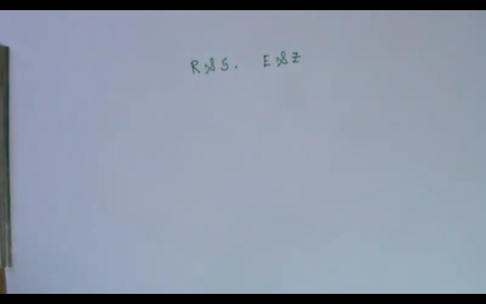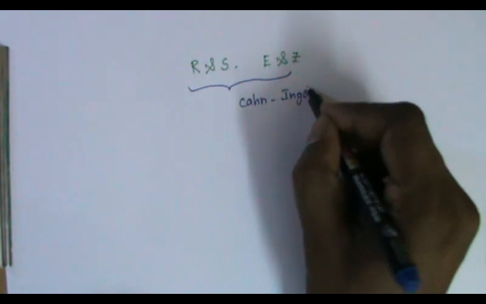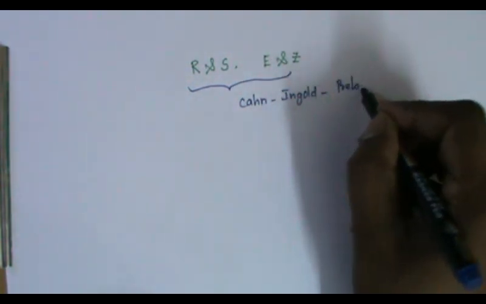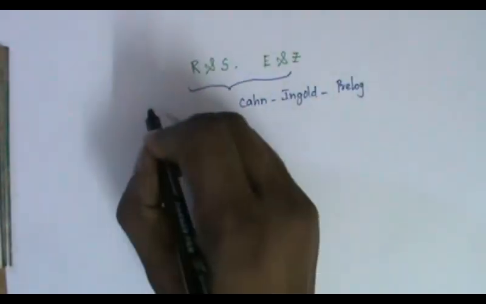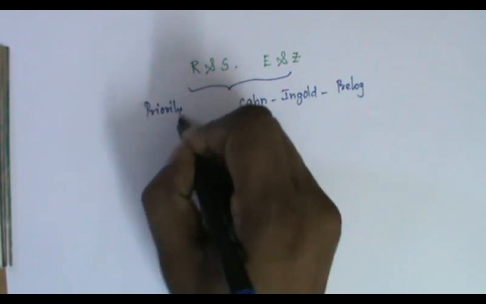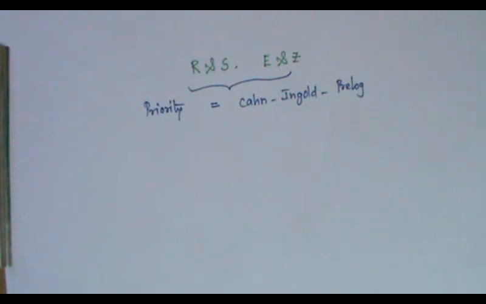In this video, we are going to learn how to assign R/S and E/Z configuration for a chiral molecule or a diastereomer. Both these nomenclatures are based on the Cahn-Ingold-Prelog rule. This rule is used to give priority, basically. To give priority, we use this rule. What is this rule?